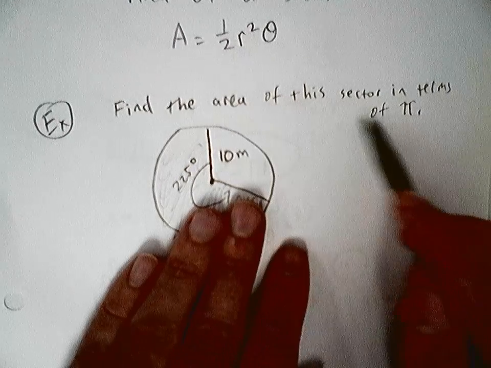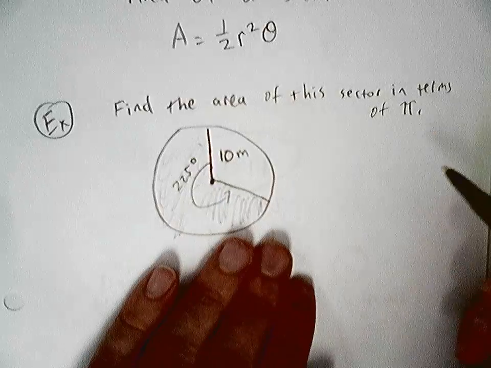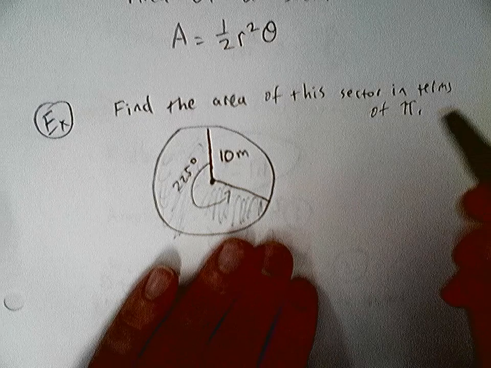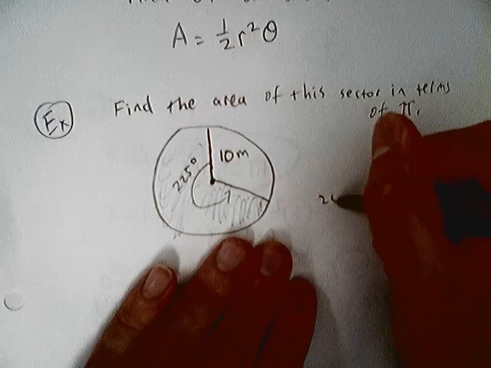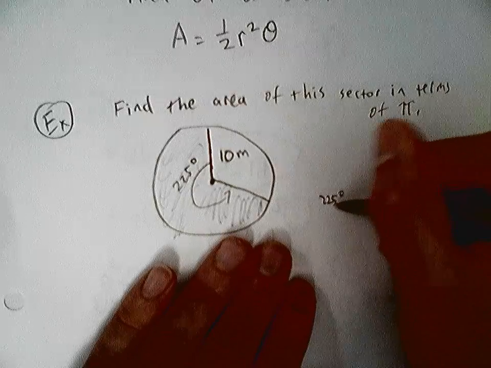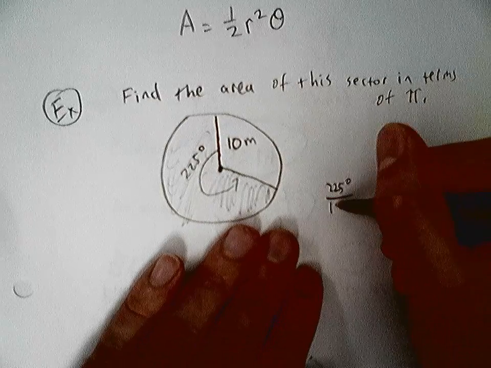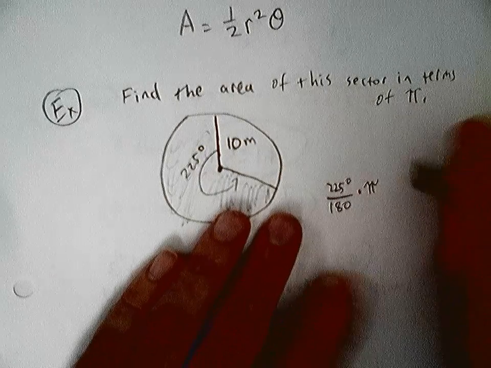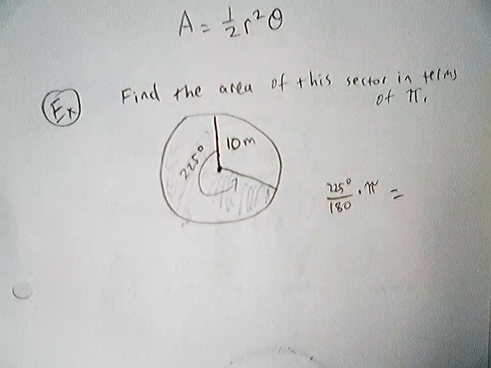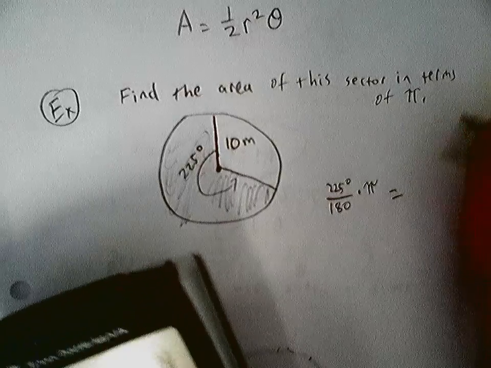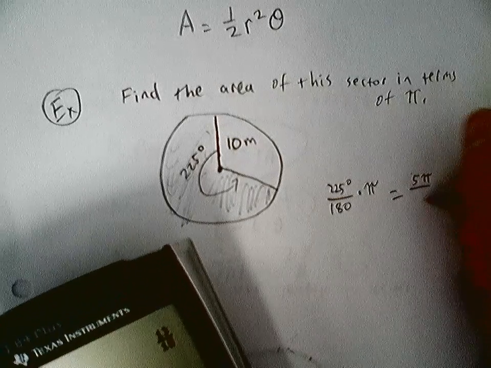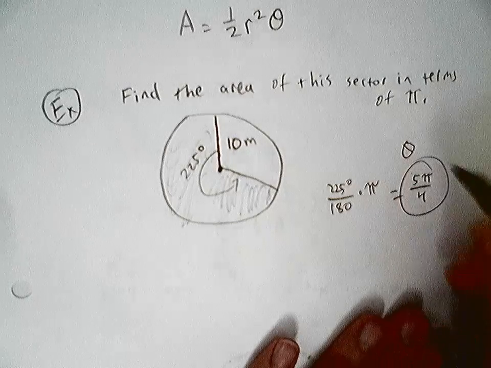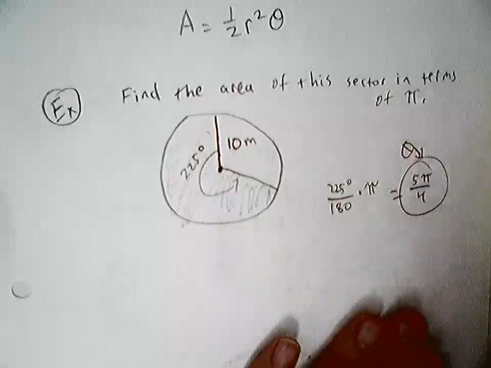So it's asked me to find the area of the sector in terms of pi. So I need my angle to be in radians. Right now it's in degrees. So the first thing I'm going to do is convert 225 degrees to radians. So I'm going to take 225, divide it by 180, and then multiply it by pi. So 225 over 180 simplifies to 5 over 4. So 225 degrees in radian form is 5 pi over 4. That's not my answer, it's just my angle in radian form.